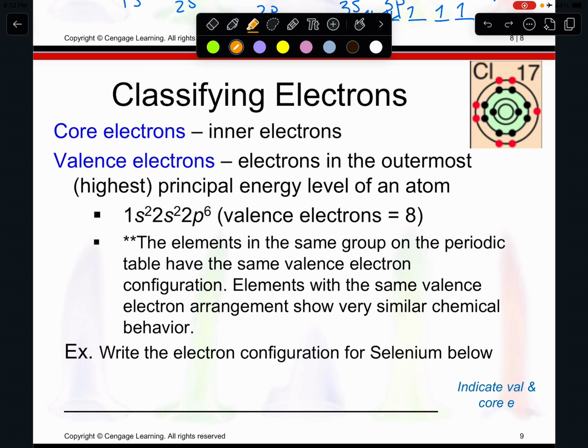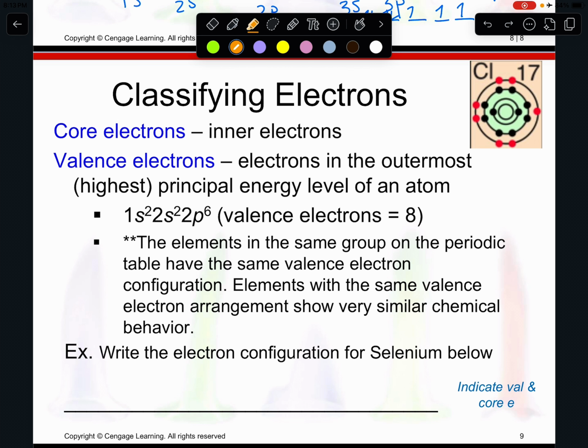You can see chlorine being represented, the Bohr diagram. So anything on this outer shell here is considered a valence, and then anything in the inner shell here, which is basically everything else, is considered a core electron. So we're not always going to have these Bohr diagrams though, so we want to make sure we can understand how to utilize our electron configuration for this.